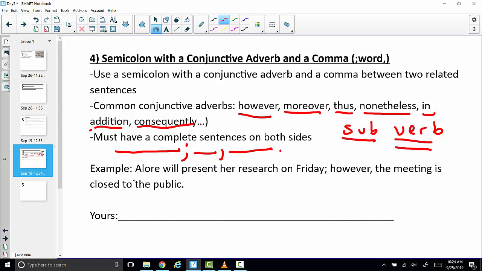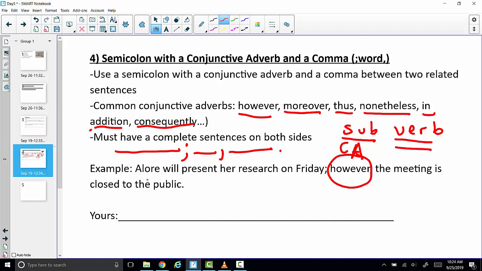Allure will present her research on Friday. However, the meeting is closed to the public. Do you see a fancy word or a conjunctive adverb anywhere? Yes, however. So here's my conjunctive. So now I'm going to focus on the first half of the sentence. Allure will present her research on Friday.